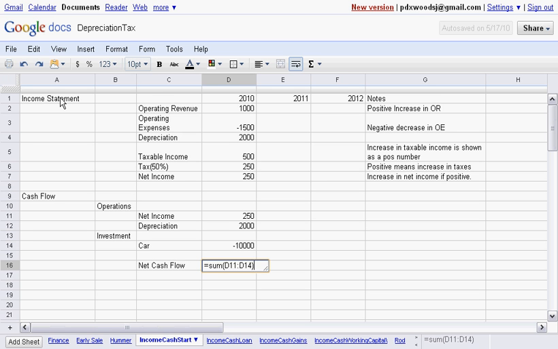The bottom of the cash flow statement is just the sum of the sinks and sources of cash. So literally you're adding up the source of cash from the income statement, the source of cash from depreciation, and the sink of cash, which is the car. And that's our base that we're looking at on our income and cash flow statement. We'll be making some interesting adjustments to it later to show other effects.